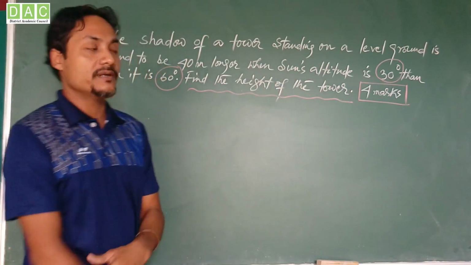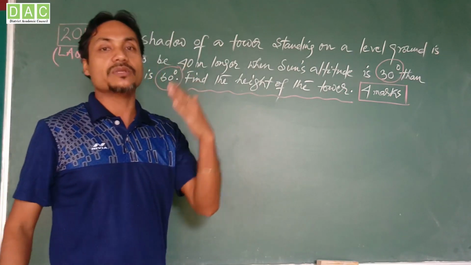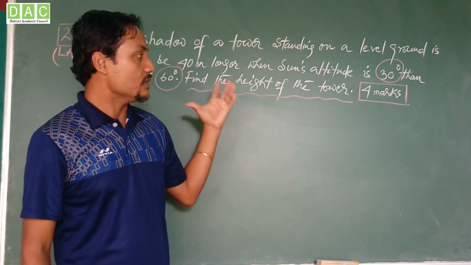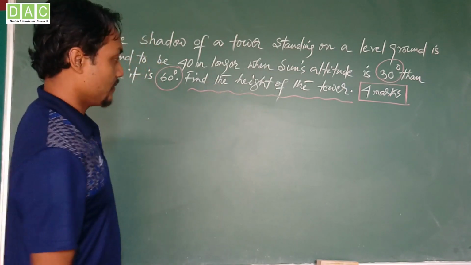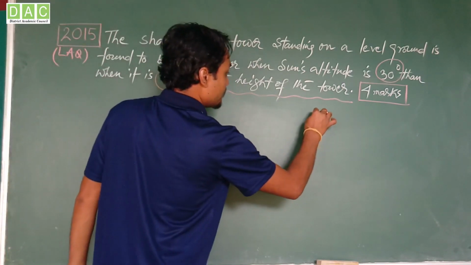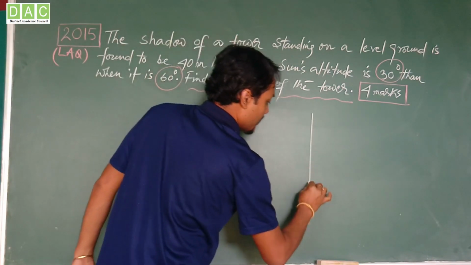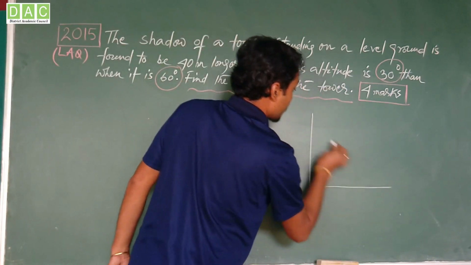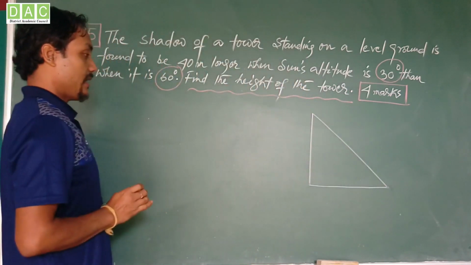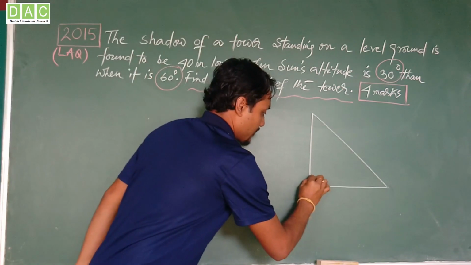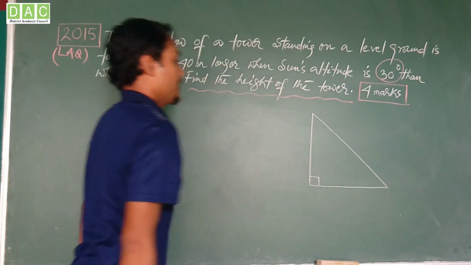After reading the question, the first step is to draw the figure. According to the question, we try to draw the figure. That is the first step of the solution. In this type of question, first of all, we draw a right angle triangle. This is a right angle triangle, that means this angle is 90 degrees.